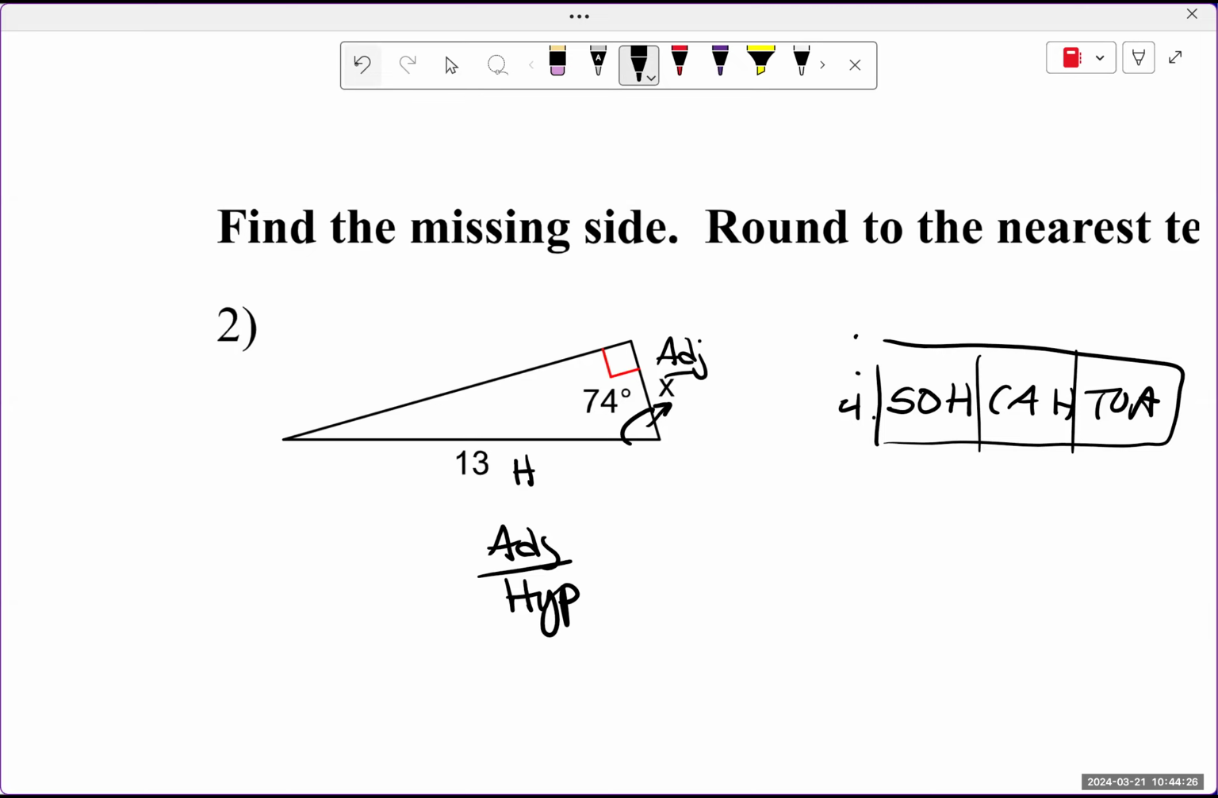The number on the bottom is the hypotenuse. The 74 really goes in here. X is the adjacent. So am I going to use sine, cosine, or tangent? Which one is it? And yes, I will be multiplying.